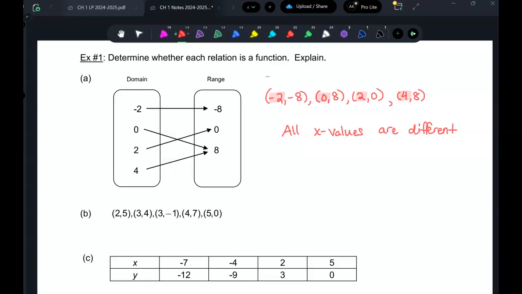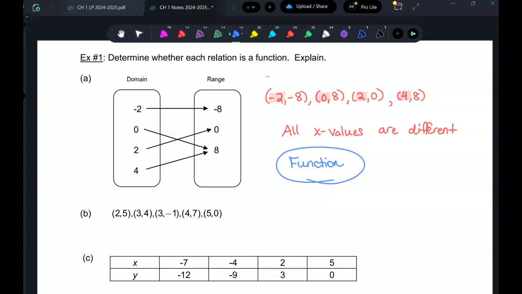So all the x, you see? Now, don't worry about the y values. Remember, the x values are the ones that we put first: -2, 0, 2, and 4. They're all different values. So if that's the case, this is a function. Even though 0 goes to 8 and 4 goes to 8, that's okay. That's allowed. We just can't have the same x value with different y values.